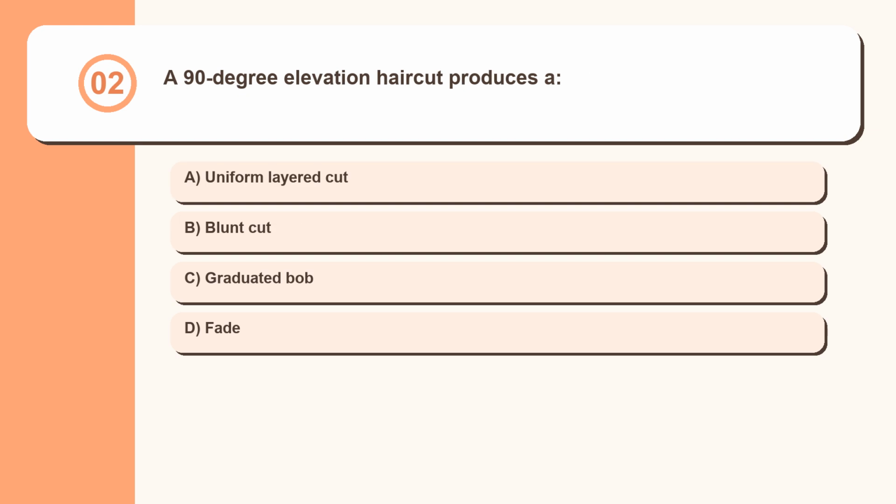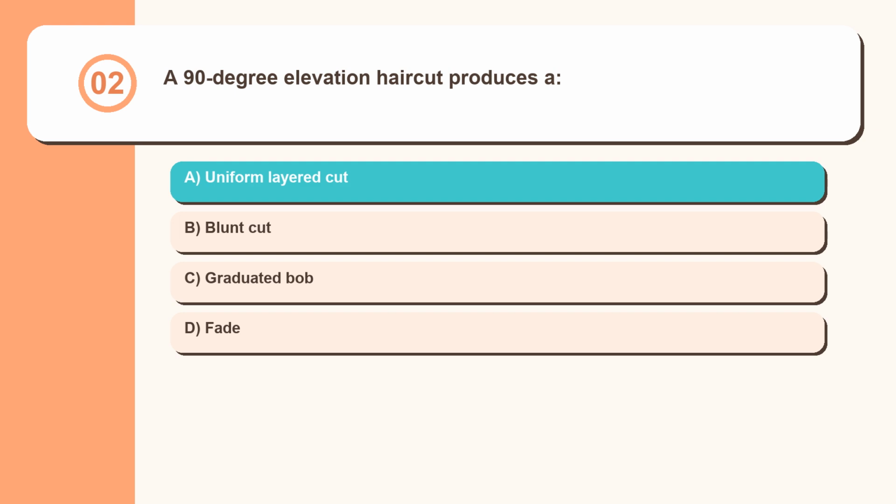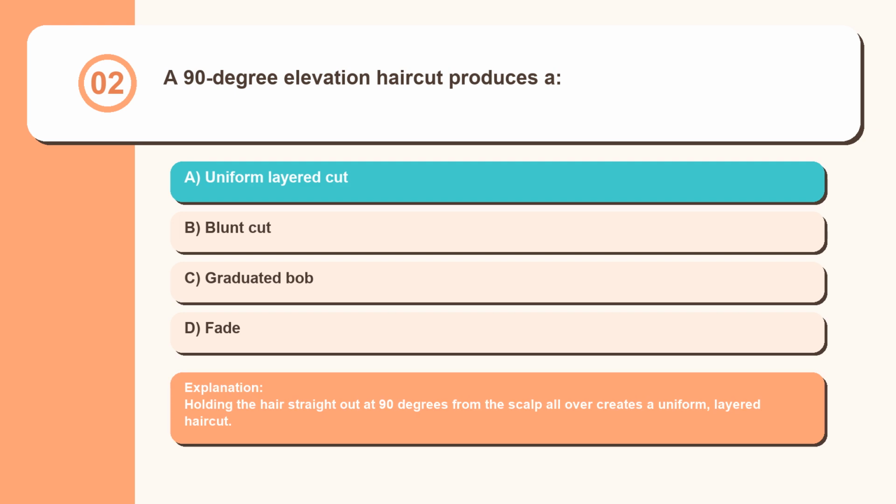Question 2. A 90-degree elevation haircut produces a uniform layered cut, blunt cut, graduated bob, fade. Holding the hair straight out at 90 degrees from the scalp all over creates a uniform, layered haircut.